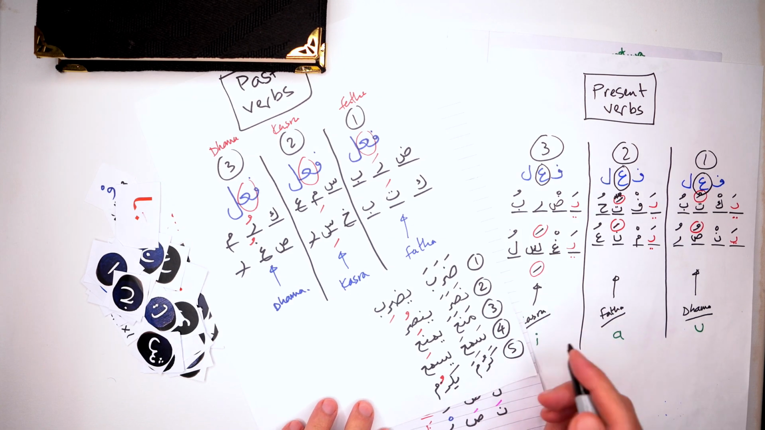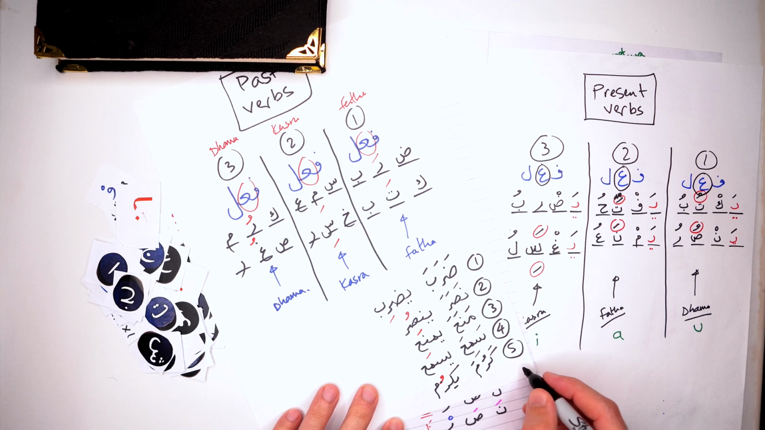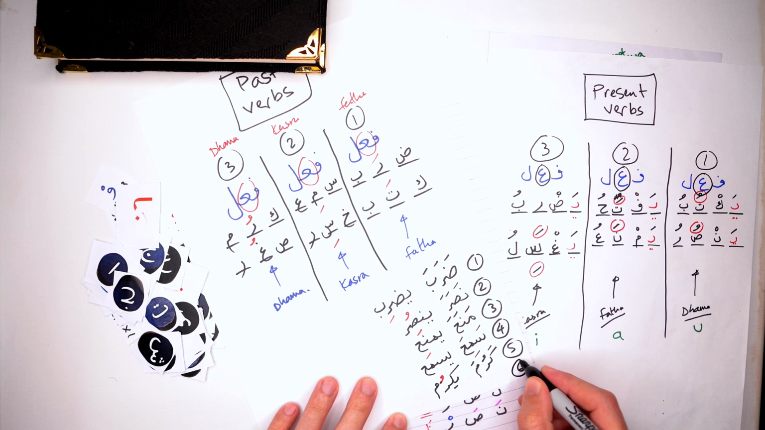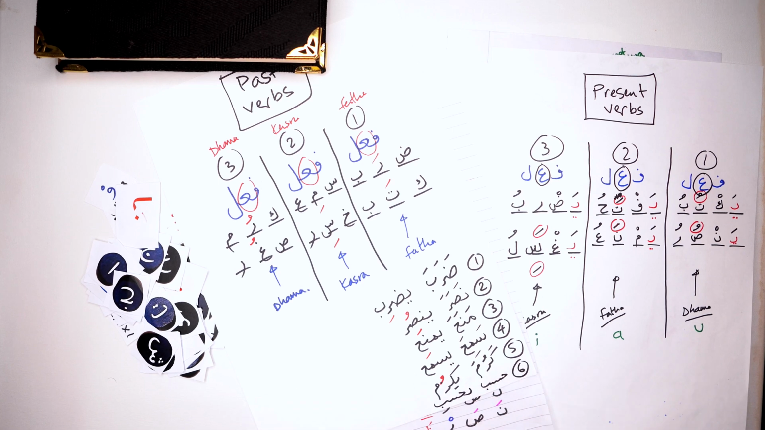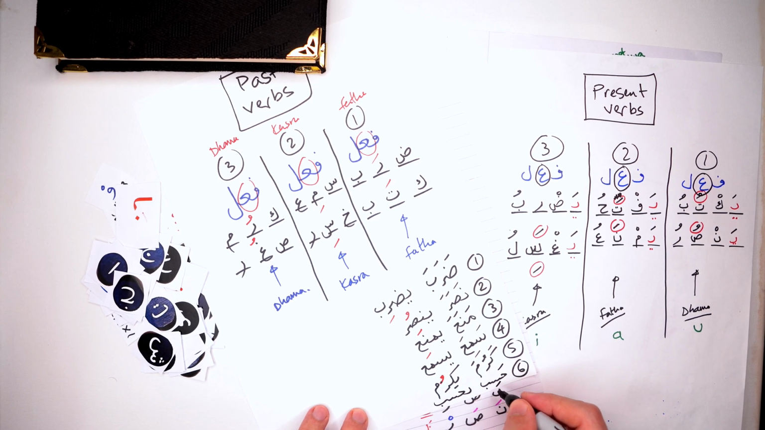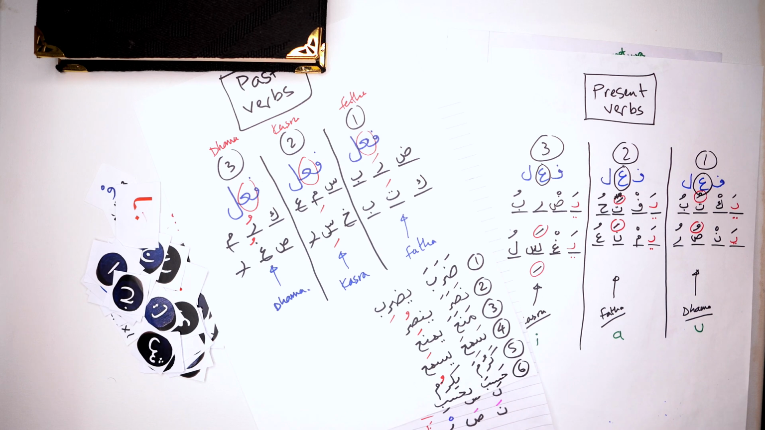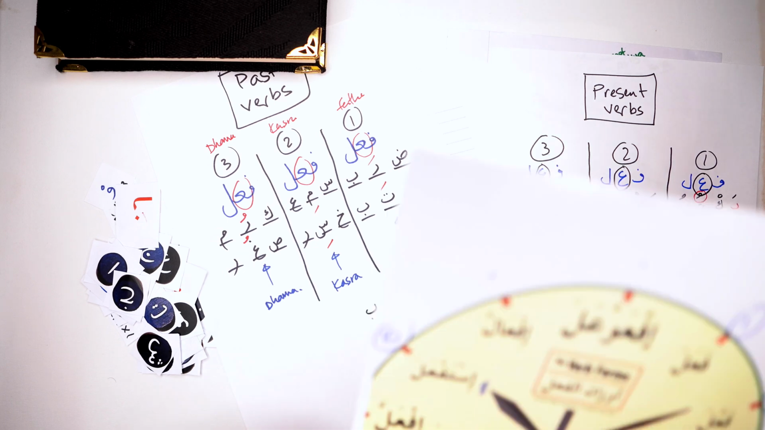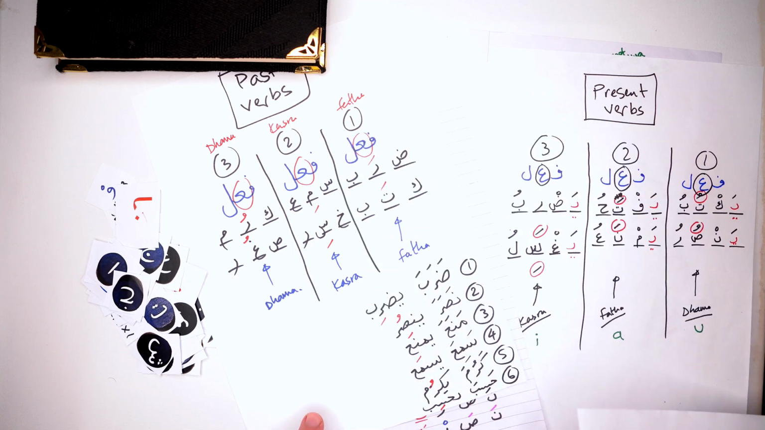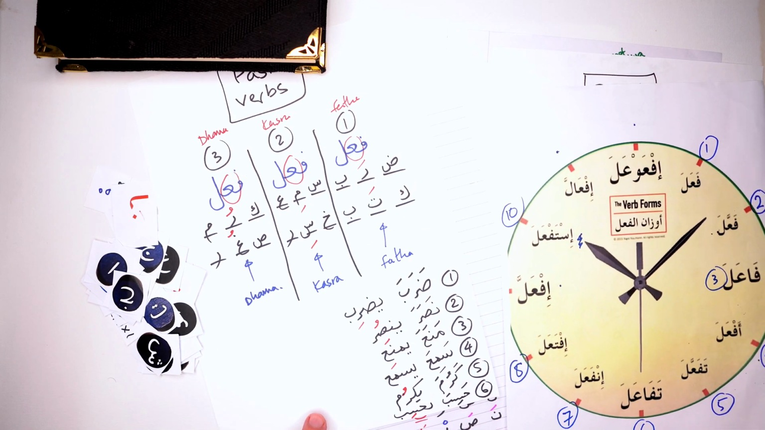Okay, let's add a sixth one then. So there's a sixth one as well. We'll have to squeeze it in. Hasiba yahsibu. Alright, so I should have put that over there, but you get the idea. These are the six that you are going to be dealing with when it comes to the first pattern. There are six possibilities of this coming in the Quran.